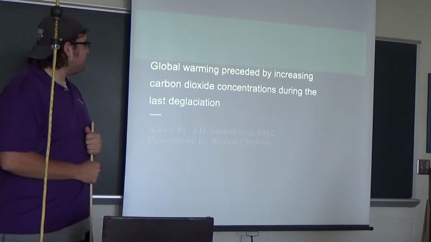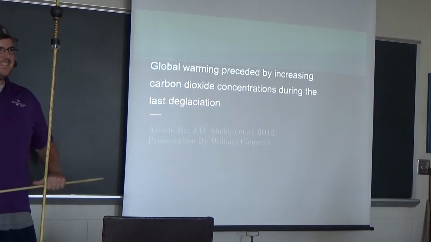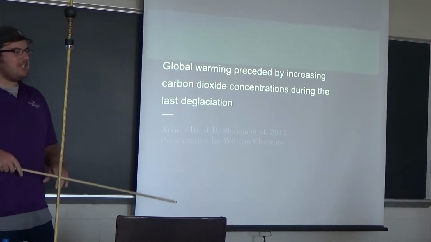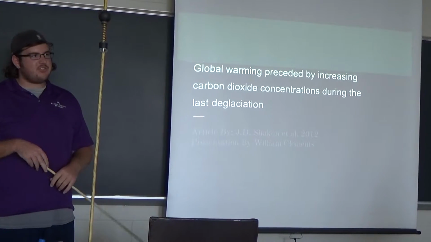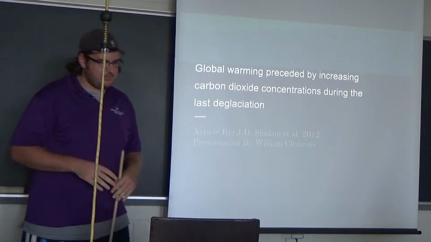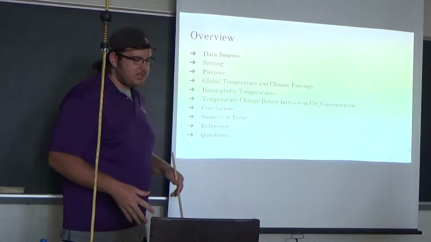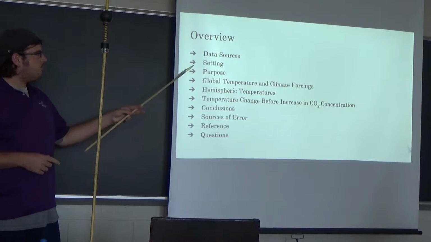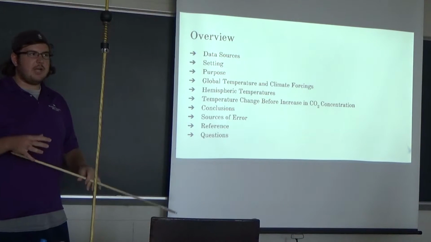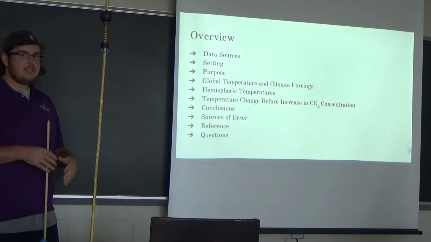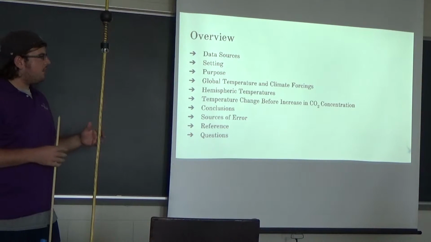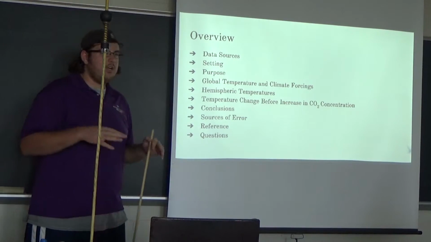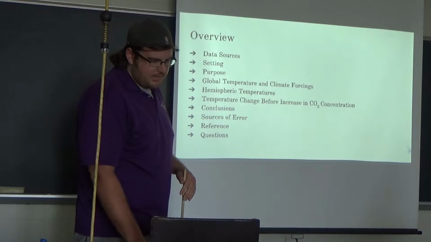Clements is going to talk about the paper. Yes. I'm going to talk about the paper by Shakun, global warming preceded by increasing carbon dioxide concentration during the last deglaciation. So a little bit about what I'm going to talk about today is the paper, where they got their data from, the setting of the world that they were looking at around the data that was taking place, the purpose of the paper, a lot of the results that they came up with, their conclusions, as well as their sources of error coming at the end.